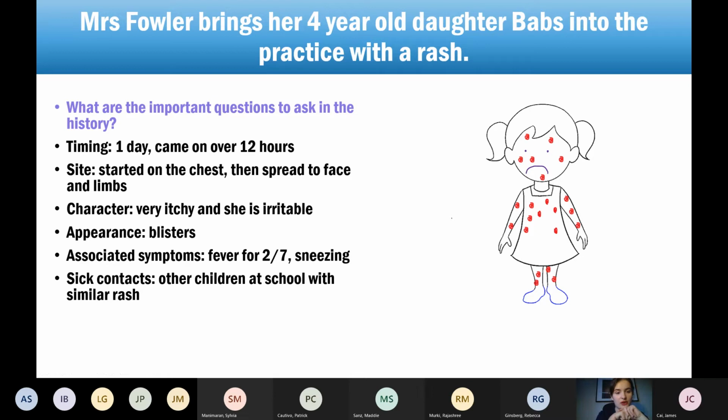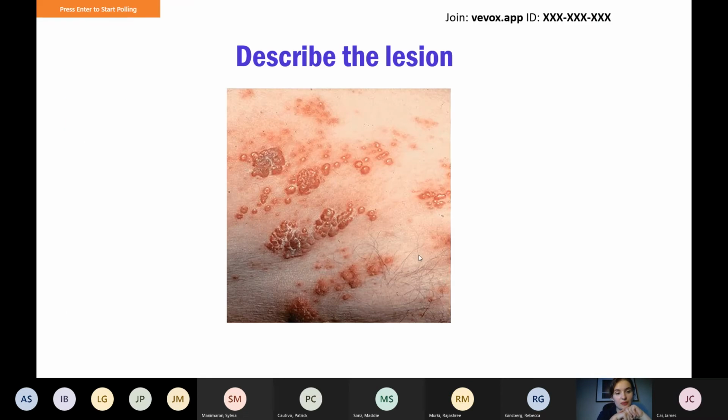So okay, we're going to move on. We've called Babs in. We're looking at her rash. On Vevox, I think it just allows you to enter one word at a time. So just give me some descriptors for this rash. It doesn't have to be anything formal or specific, but how does this rash look to you?